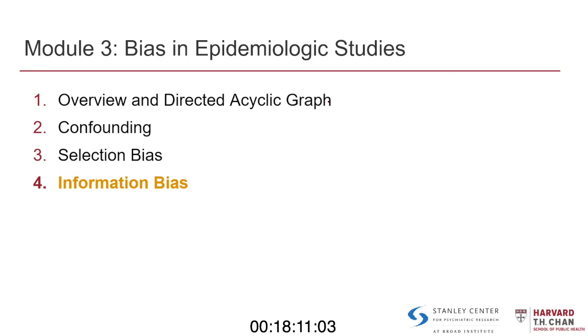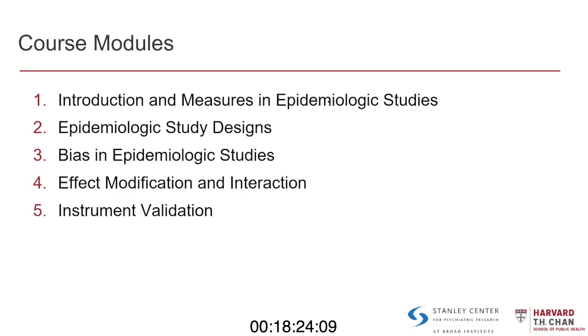So this concludes our module 3. We've talked about DAGs, we've talked about confounding, we've discussed selection bias, and also touched a little bit on information bias. In the next module, we'll talk about effect modification and interaction.